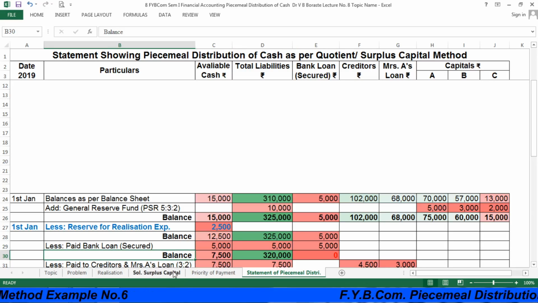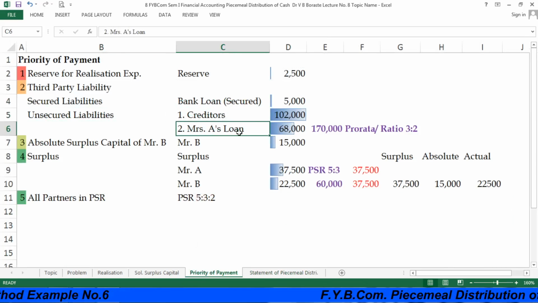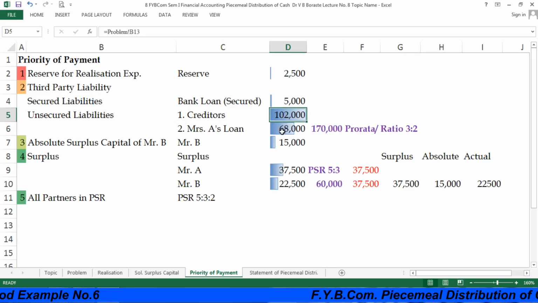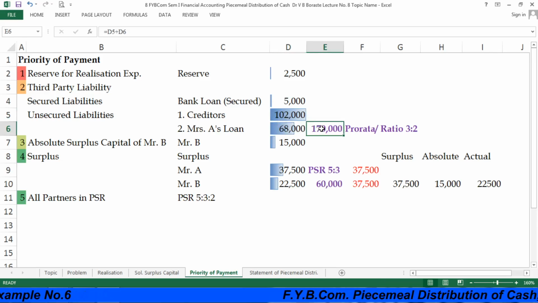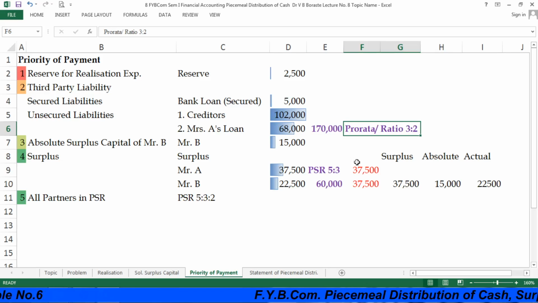After the payment of bank loan, the next priority is unsecured liability, that is creditors and Mrs. A's loan. Creditors amount is 1,02,000 and Mrs. A's loan amount is 68,000. So the total of these two is 1,70,000. If we don't have 1,70,000 at that time, we have to use the pro rata ratio, that is 3:2, the ratio of 1,02,000 to 68,000.